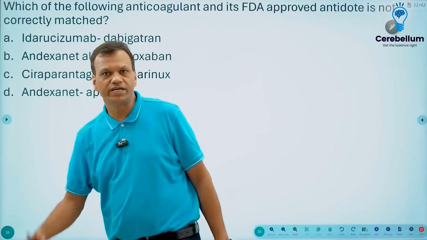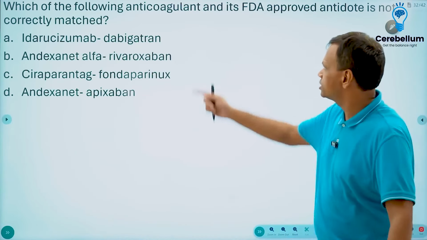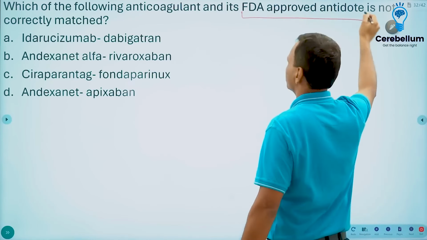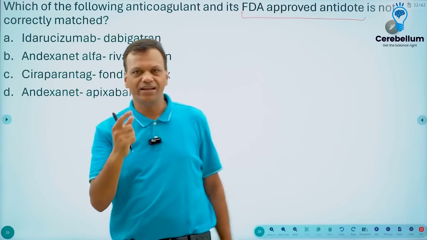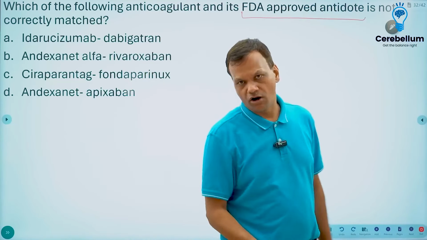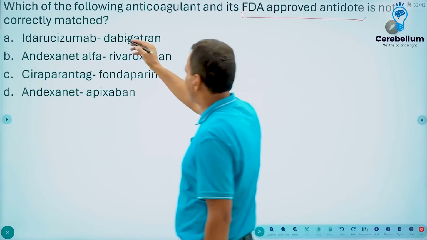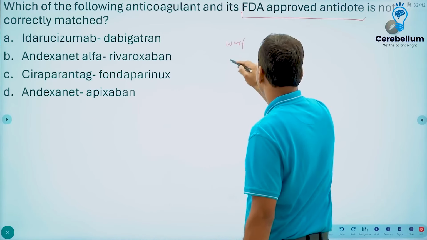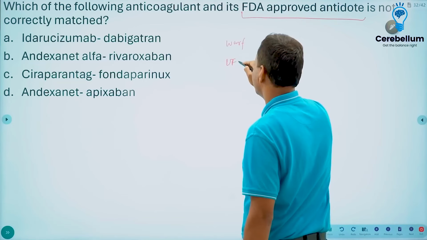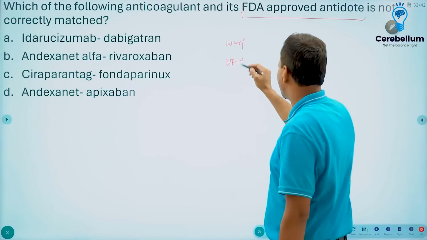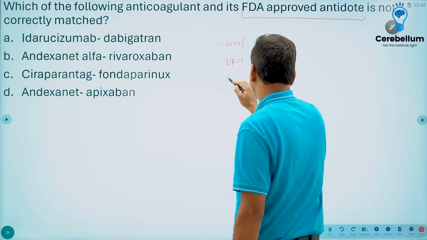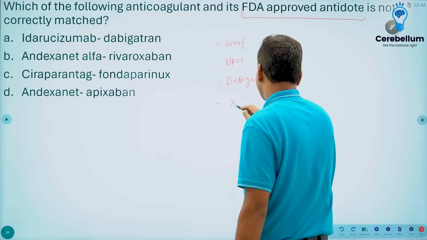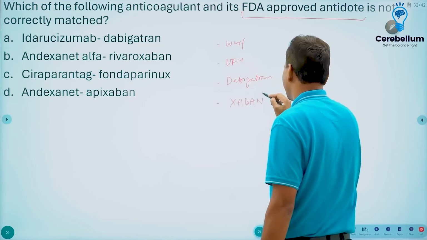So this is the question. If you read carefully, you can answer this. The question is, which anticoagulant and its FDA approved antidote is not correct? So we have to tell anticoagulants and their antidotes. I commonly keep on teaching that, so I can make a table here. We have warfarin. We have heparin, means unfractionated heparin. Then we have dabigatran. And we have xabans. Lot of drugs whose name end with xaban, they are 10A blockers.